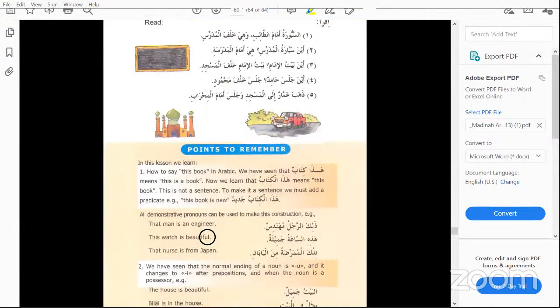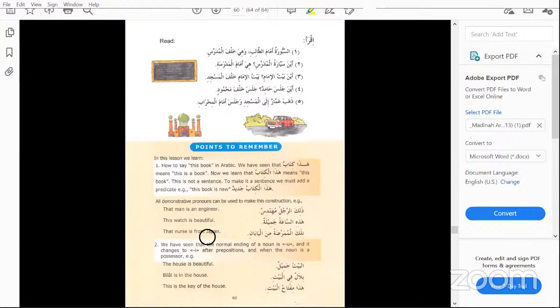This one here. Okay, can you please tell me the page number because I'm following the book. Okay, 60. Page number 60. Sorry, I'm following the book. Yeah, page number 60. Okay. The points to remember? Yeah.